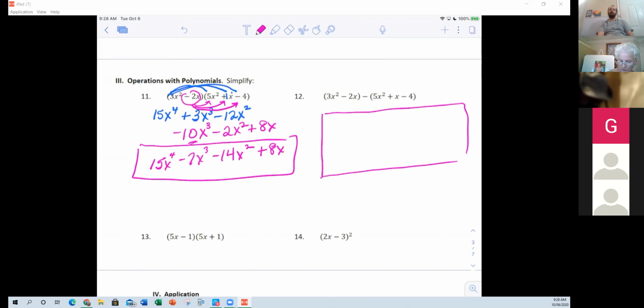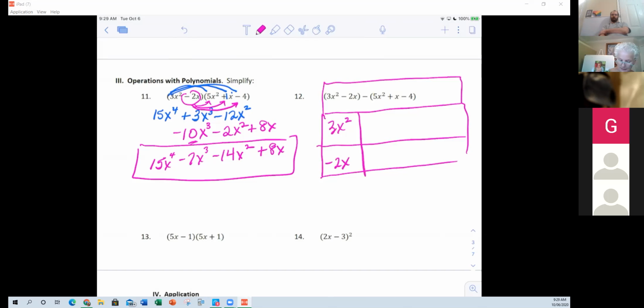Okay, so we've got 3x squared minus 2x. And then on the top, we've got 5x squared plus x minus 4.